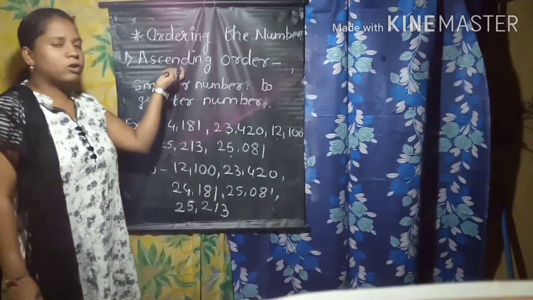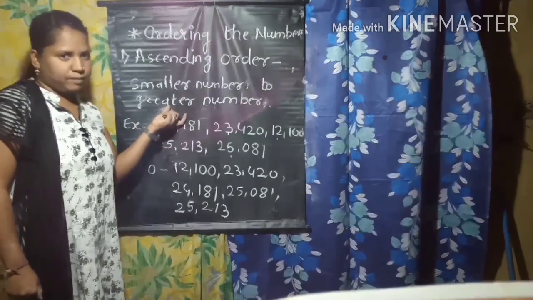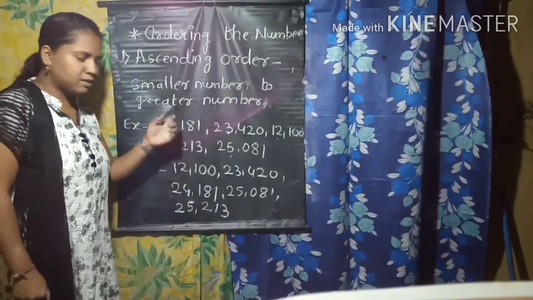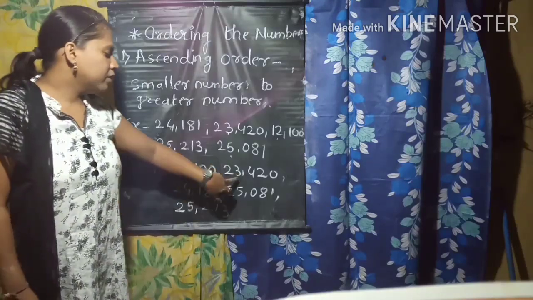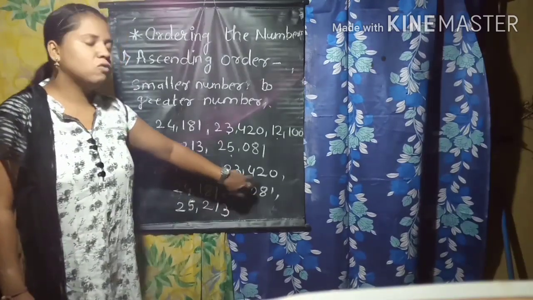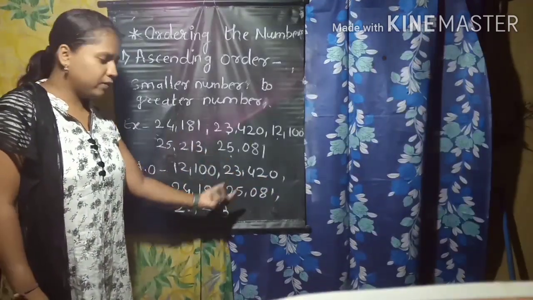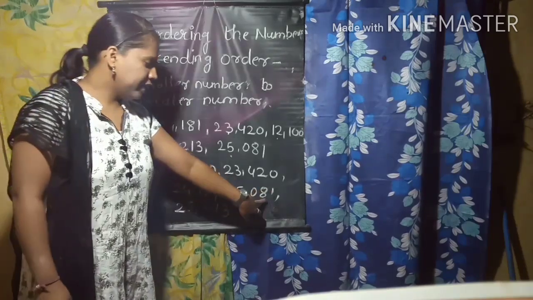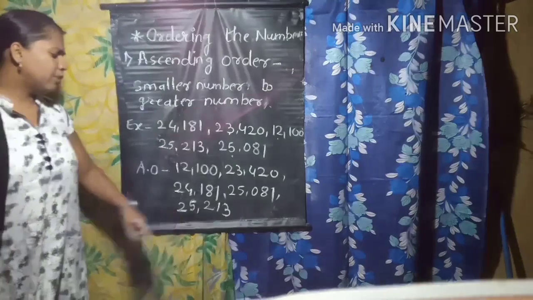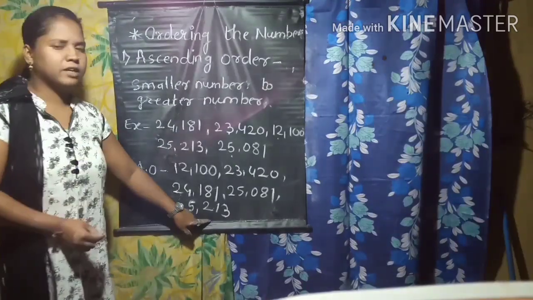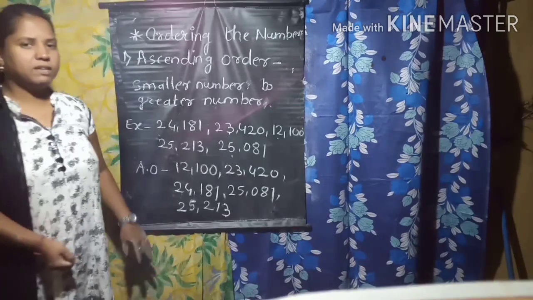In ascending order, what do we do? We start from the smaller number to the greater number. So I have taken one example. In this, 12,100 is the smaller number. Then 23,421. Then 24,181. 25,081. Then lastly the greatest number is 25,213. So this is the ascending order of the given example.